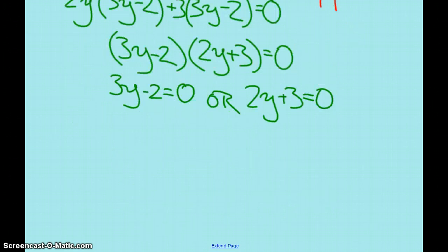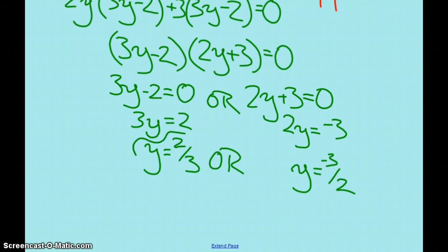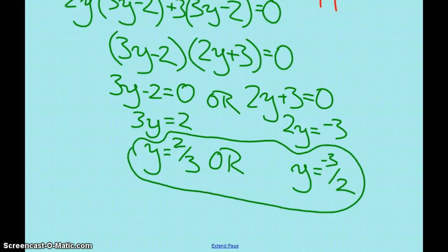And then from there, I'm going to solve by adding 2. So 3y equals 2. Divide by 3. y is going to equal 2/3. Or, solving the other side, we would subtract 3, meaning 2y would be equal to negative 3. And then we would divide by positive 2 to give us a y that is equal to negative 3 divided by 2. And there's our 2 solutions. Very wonderful, very hopeful, very happy.